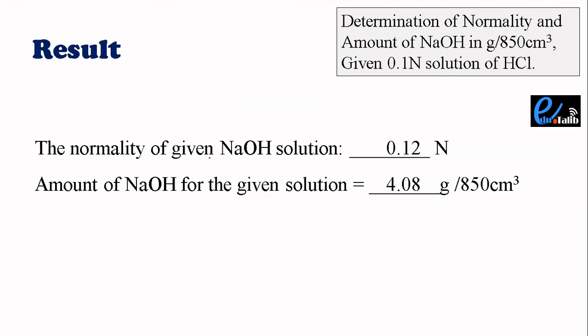Overall result: the normality of the given NaOH solution is 0.12 N, which we calculated in part A, and the amount of NaOH for the given solution is equal to 4.08 gram per 850 centimeter cube, which we calculated in part C.